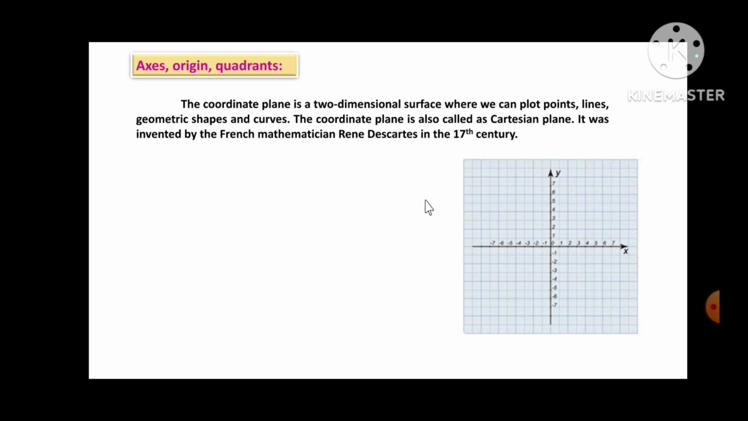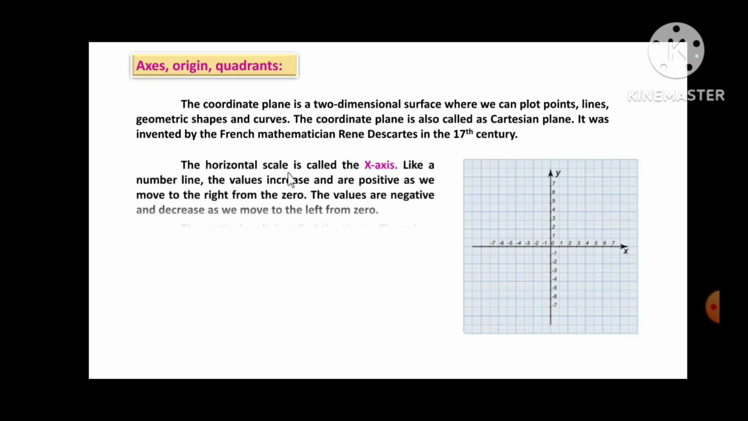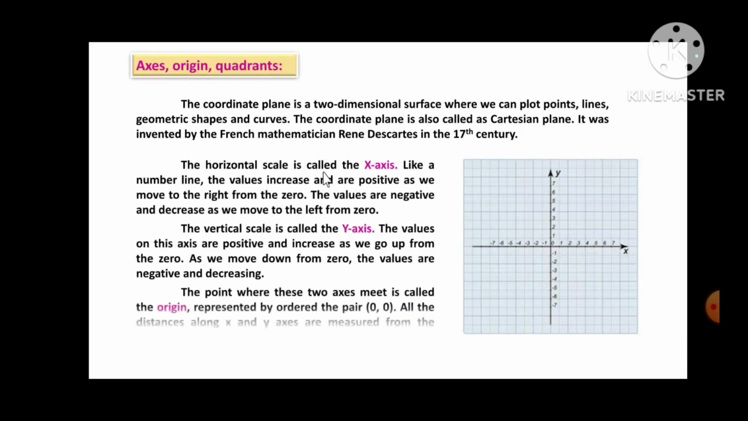Friends, the horizontal scale in this graph, shown as x, that is the x-axis, is like a number line. The values are positive and increase as you move from 0 to the right. The values are negative and decrease as you move to the left from 0. The vertical scale, this one written as y, is called the y-axis. The values on the axis are positive and increase as you go up from 0. As we move down from 0, the values are negative and decreasing.